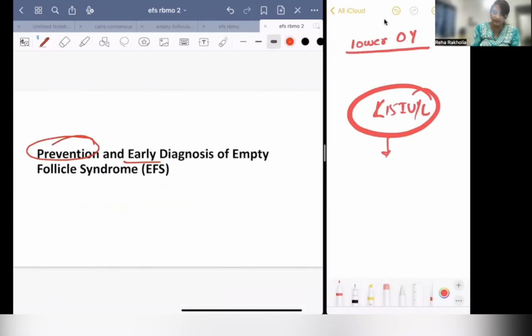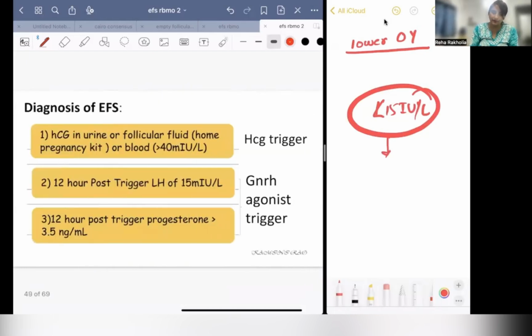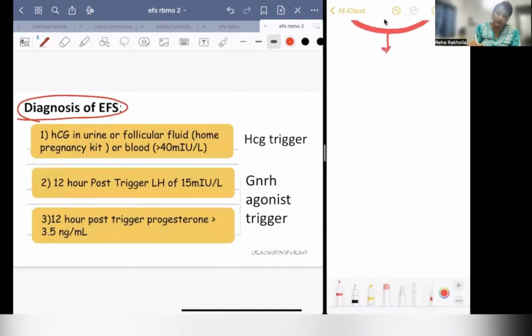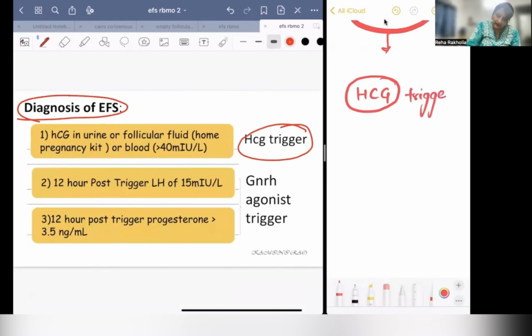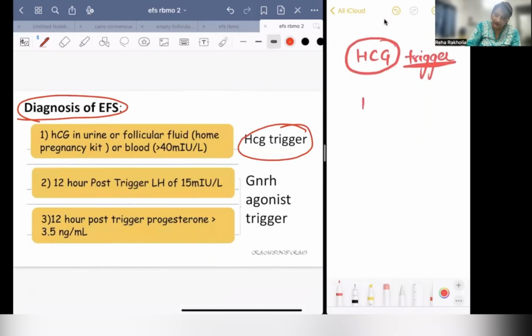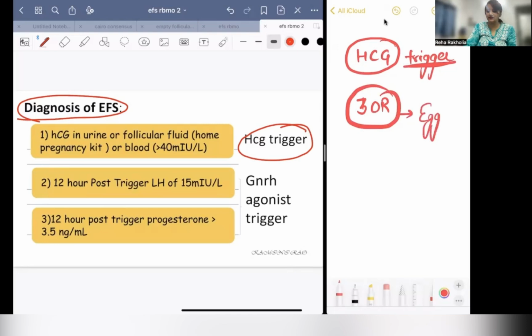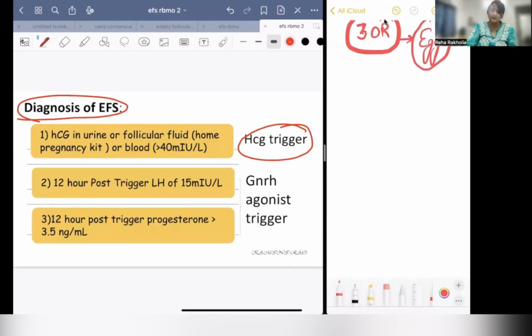Prevention and early diagnosis of empty follicle syndrome. See, early diagnosis of empty follicle syndrome, how will we diagnose? If we have given HCG trigger, and even after 3 oocyte retrievals we don't have any oocyte, so what we'll do is we'll see the follicular fluid HCG.